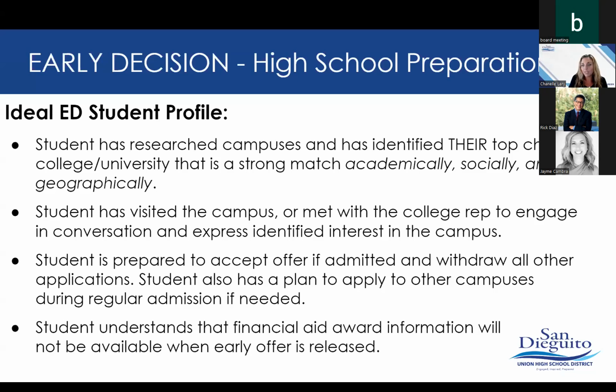They also are going to have a plan, because ultimately, if they get that decision back and they don't get in, then they do have a plan for applying to other campuses and are ready to go through that process. And then again, they are also aware of that conversation about the financial aid piece, and knowing that they are committing to that university no matter what that financial aid package eventually looks like, because oftentimes the financial aid information is released after the decision has been made. So this is all things to consider before deciding if you're going to apply early decision or not. Next slide.